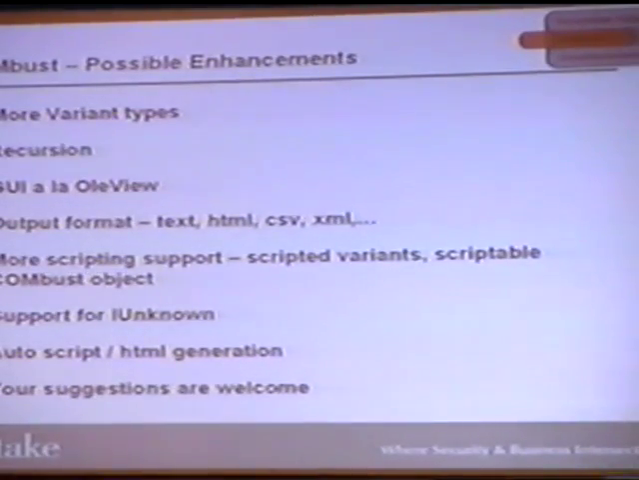More scripting support, variants that change value based on a script instead of having hard-coded constants. Scriptable Combust objects, so using Combust as an object within your scripts. I envision that kind of usage for regression testing, where you would script your regression test and actually instruct Combust what object to go for and what method to actually hit with what kind of value, or find out what status Combust is in at a given time. I mentioned support for IUnknown. That would be really great because that would mean 100% of all COM objects would be combustible.